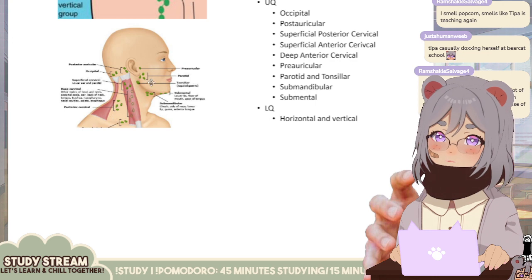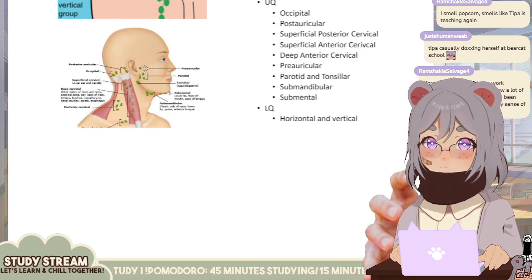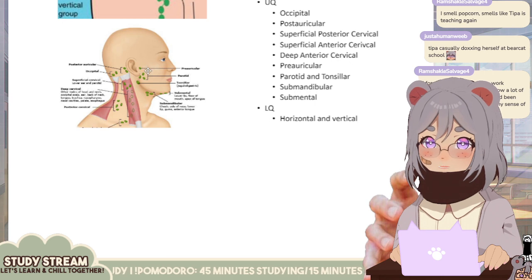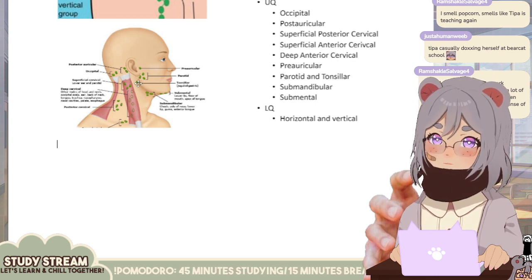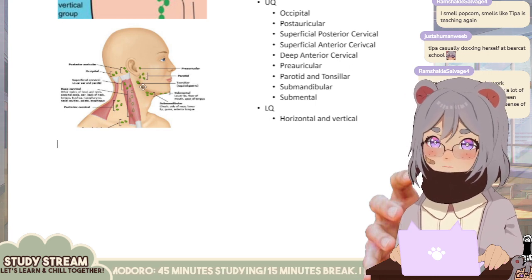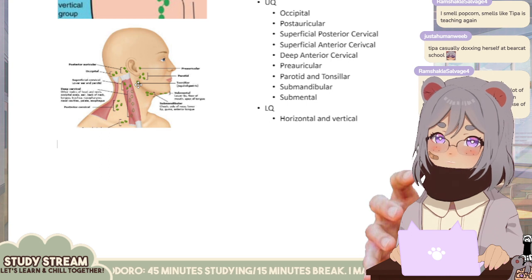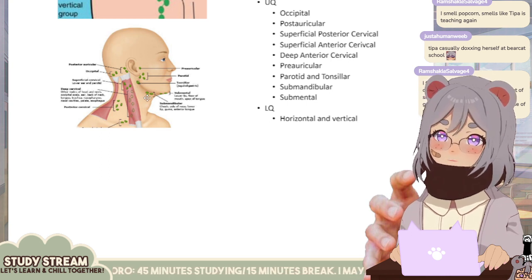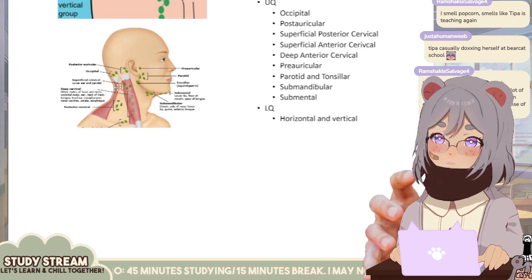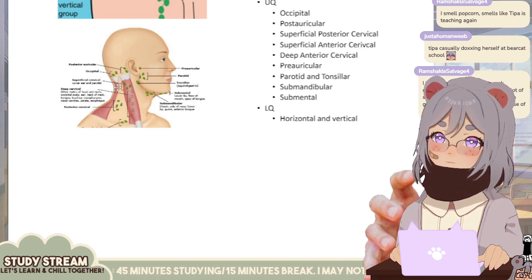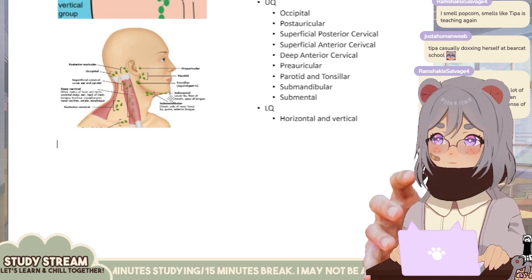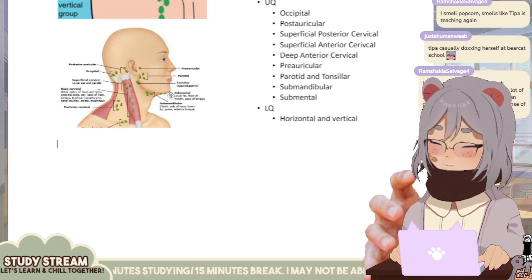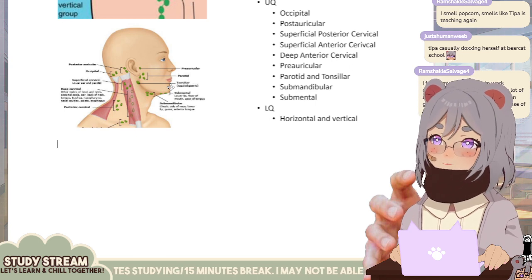From deep cervical, you're going to go pre-auricle, so in front of the ear this time. Then you're going to move over to the parotid and tonsillar area, making your way down to the angle of your chin. Tonsillar is at the angle of the chin, parotid just below the ear. From tonsillar, we move to submandibular, which is kind of the midline between your jaw and that jaw angle, and you're feeling for that. And then submental is right below your chin. And there you go. Those are all the palpations we're going to have for our lymph nodes.